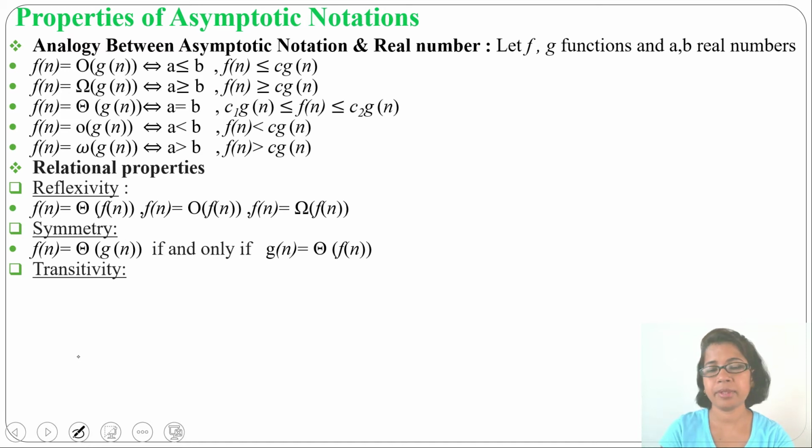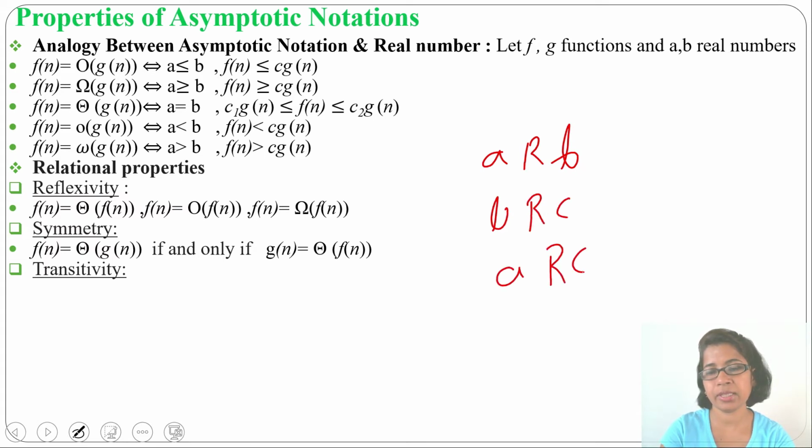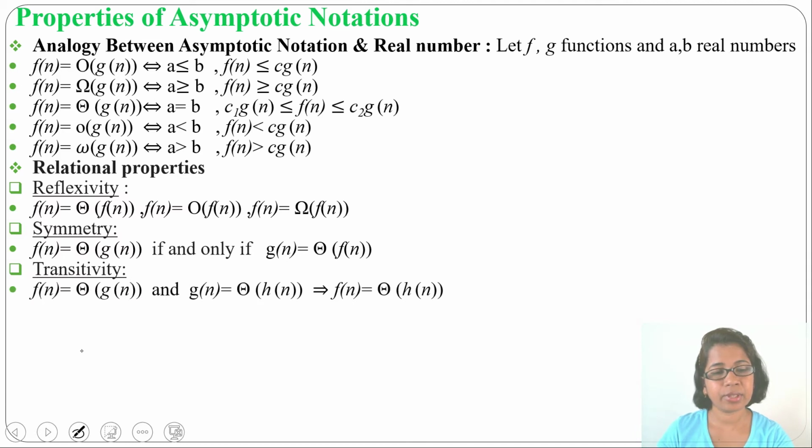Next, the transitive property. If A is related to B, and B is related to C, then A should be related to C. That is the transitive property. Let's see how asymptotic notation satisfies it. If f(n) equals theta of g(n) and g(n) equals theta of h(n), then f(n) equals theta of h(n). So theta notation satisfies the transitive property.